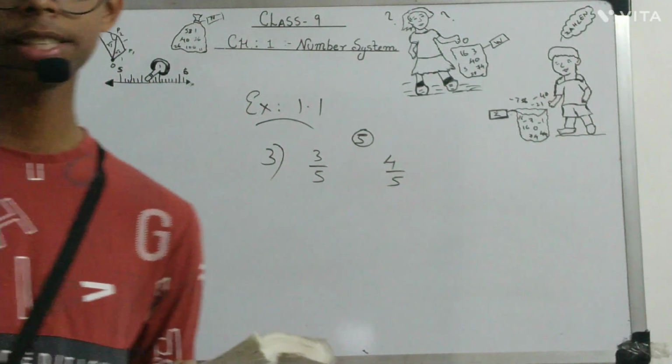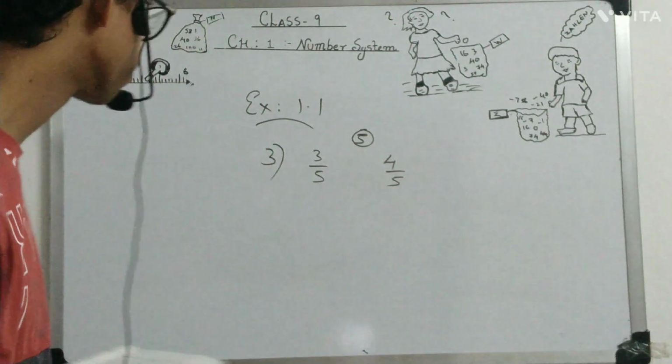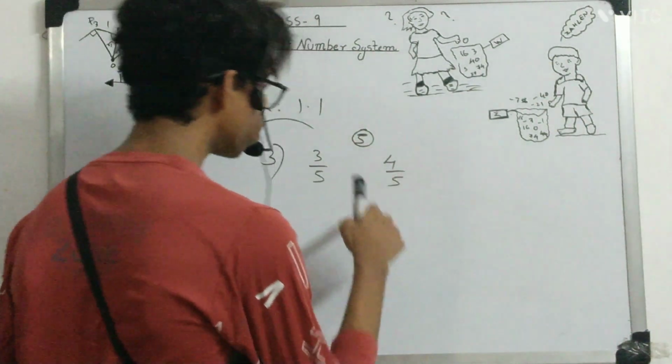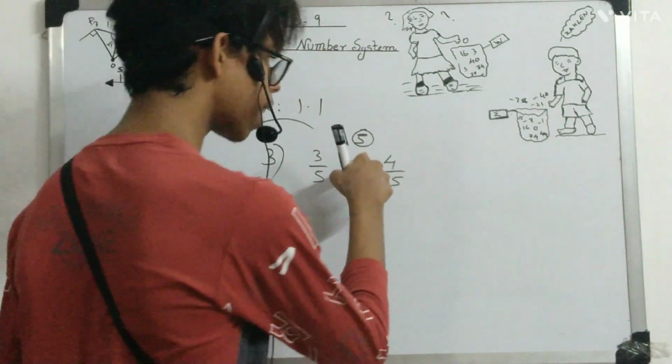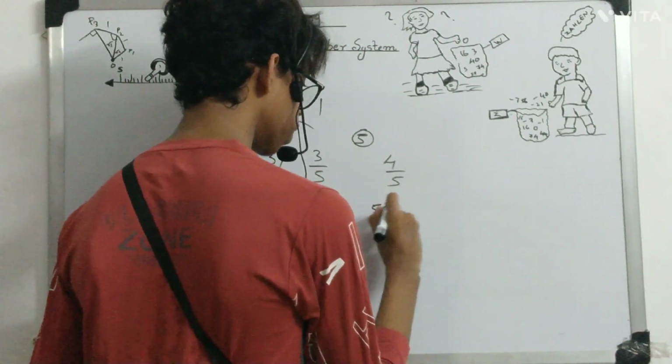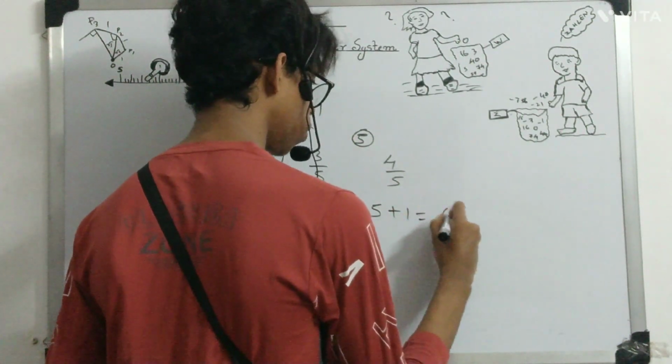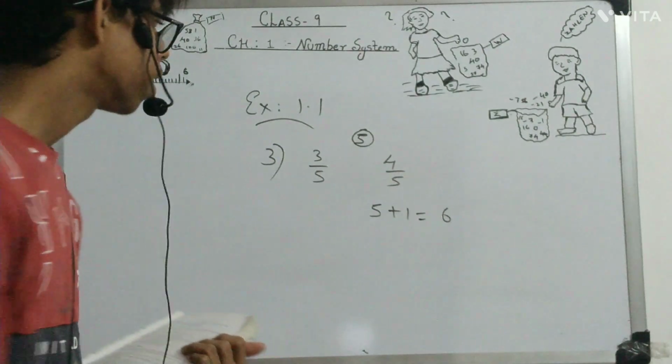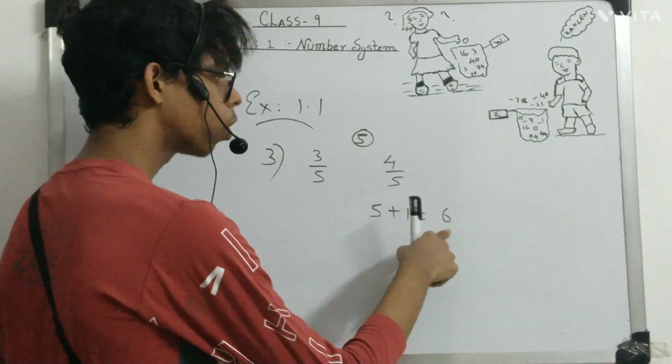Okay, so here also first I will do with the method number 1. Here they are asking you to find 5 rational numbers. So you have to do what? Add 1 with this 5. So 5 plus 1 we know, we will get it as 6. So we got 6.